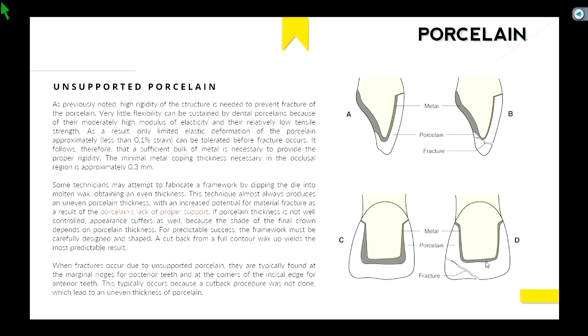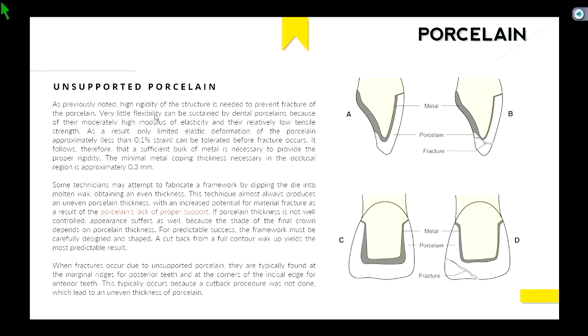Whereas in this scenario, all they did was dip the die in wax and didn't really care about what the final contour of the crown looked like. Therefore, you're going to have areas where the amount of porcelain is a little thicker than you want. Generally, over 2 millimeters of thickness of porcelain is not good because some of that porcelain is not supported by something rigid underneath. If you have unsupported porcelain, you're going to have an area that is prone to fracture. So unsupported porcelain is not good because it leads to fracture. In order to prevent this, the best way is to do a full contour wax up with an even cutback so that you get a metal casting that is designed specifically for the contour of this tooth.